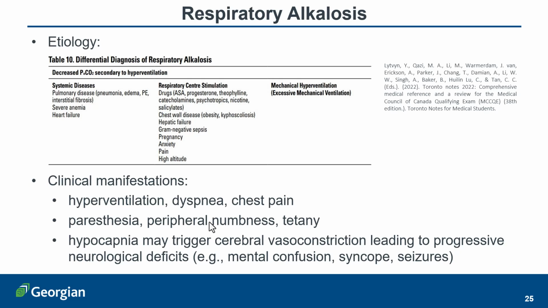The hypocapnia in the brain, or the reduced PCO2 in the brain, ultimately can trigger cerebral vasoconstriction. That in turn can lead to progressive neuronal ischemia, thereby leading to various neurological deficits such as mental confusion, syncope, all the way to seizures, as well as coma and perhaps death as well.